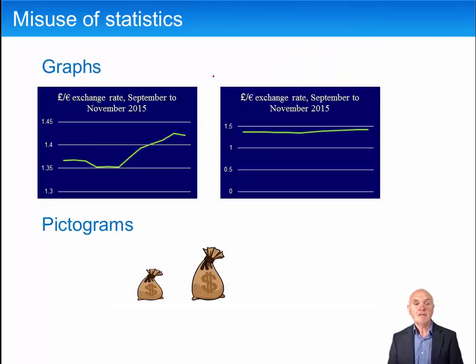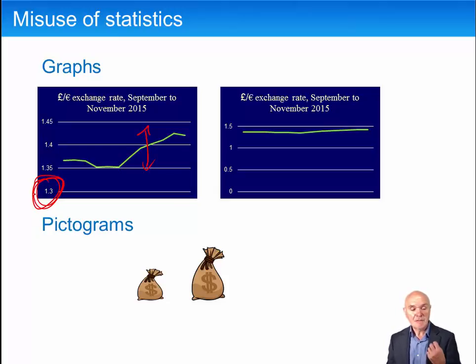And finally, we have the use of graphs here. These graphs are real. This is the pound-euro exchange rate from September to November 2014. And it looks as though there's a huge kind of movement in the exchange rate there. It's kind of wobbling up and down really, really quickly. But if you look here, look where it's starting. The graph is not starting at zero.